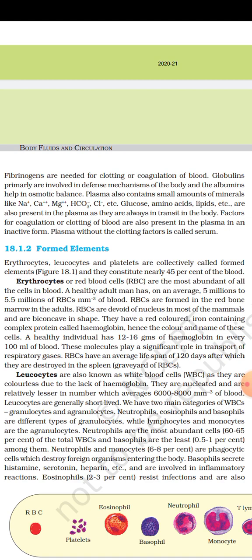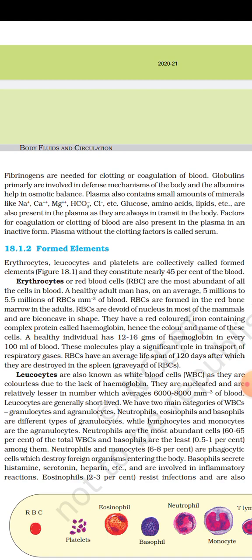Leukocytes are also known as white blood cells as they are colorless due to lack of hemoglobin. They are nucleated and relatively lesser in number, which averages 6,000 to 8,000 per cubic millimeter of blood. Leukocytes are generally short-lived. We have two main categories of WBCs: granulocytes and agranulocytes. Neutrophils, eosinophils, and basophils are different types of granulocytes, while lymphocytes and monocytes are agranulocytes.